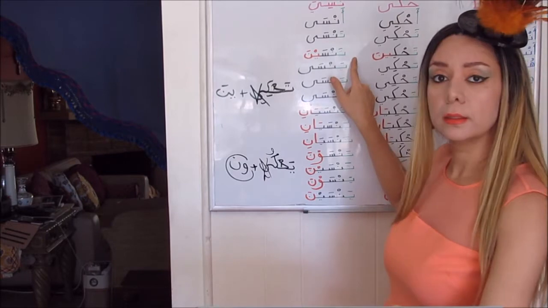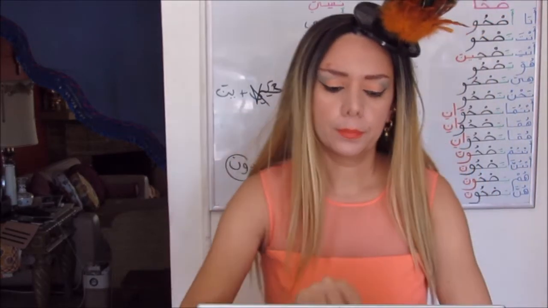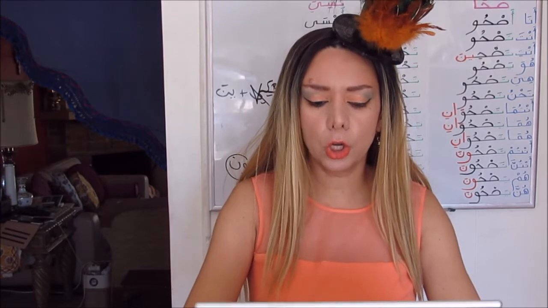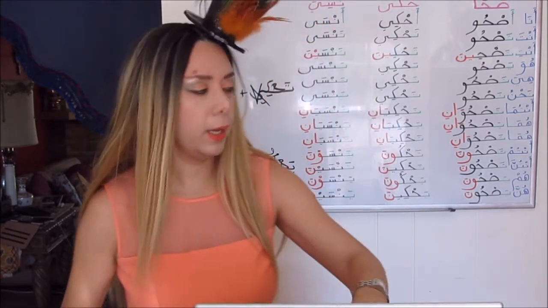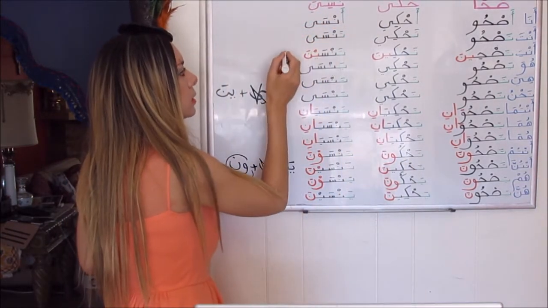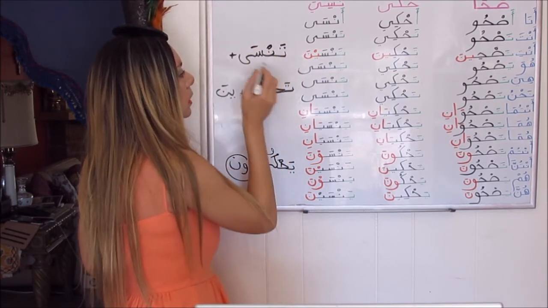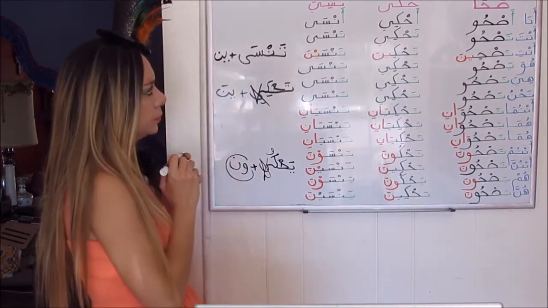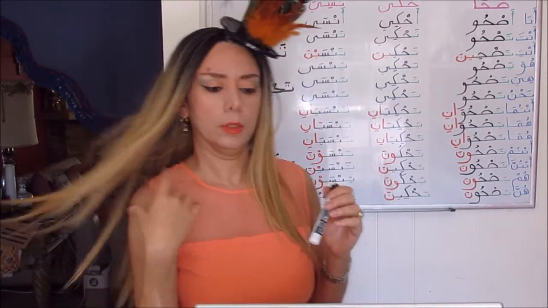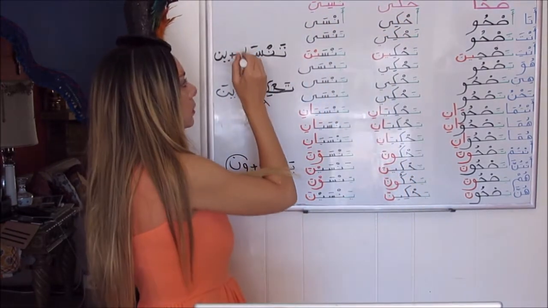For anti, second person singular feminine, anti, we have a combination of tansa plus ina. So we have tansa, tansa, plus ina. Alright? So the broken alif is dropped. Alright? So this one is gone.